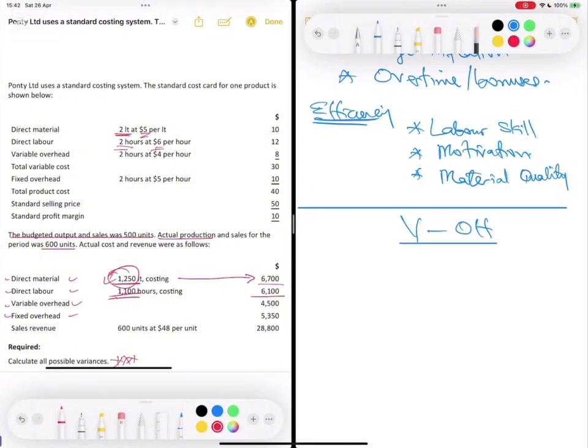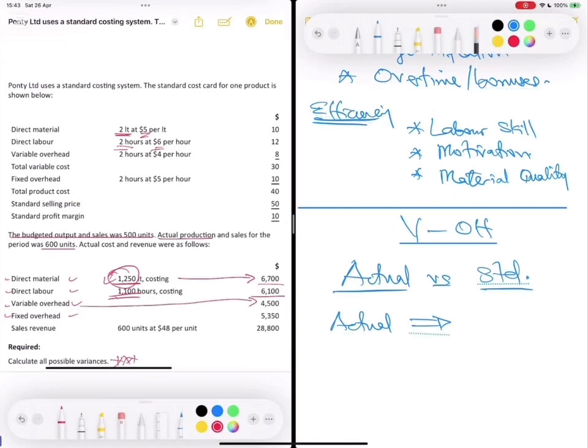We said it's just like labor cost, which means let's do the actual versus standard first, just like we did for labor, to get the overall. So what's our actual variable overhead? We're given actual variable overhead to be 4,500.